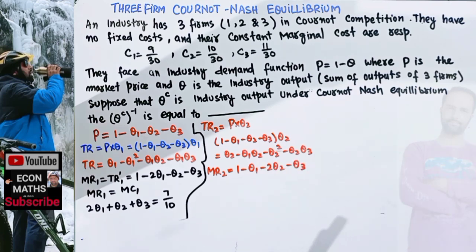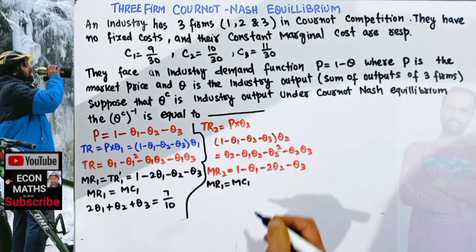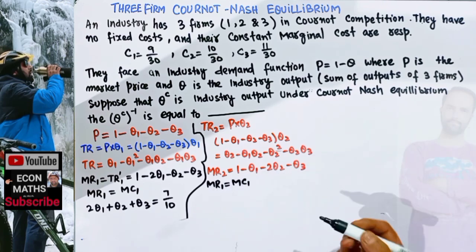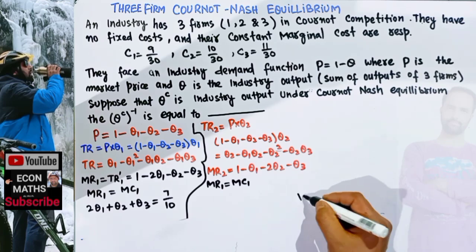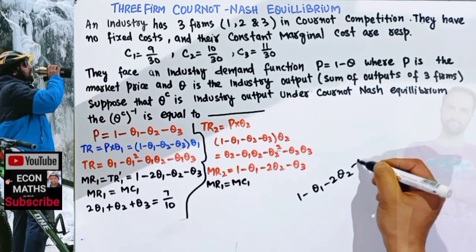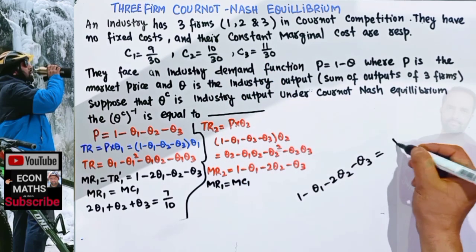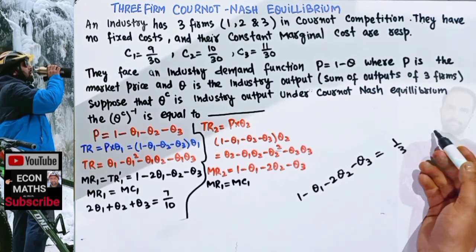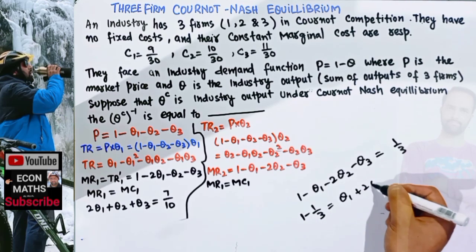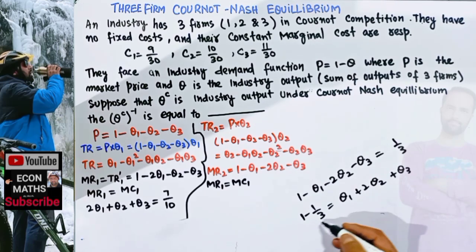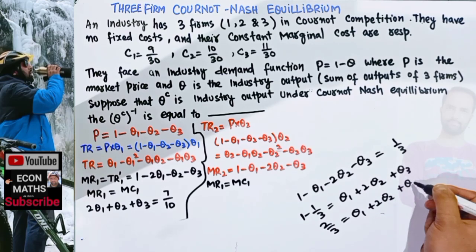Okay, again we equate it with the marginal cost. That means marginal revenue of firm 1 should be equal to the marginal cost of firm 1. Marginal revenue is this function. So let's rewrite it here. We have 1 minus Q1 minus 2 Q2 minus Q3. We equate it with its marginal cost. 10 upon 30, we can write it as 1 upon 3. Transposing these terms, they will become positive. Transposing this term, it will get subtracted from this 1. So this comes out to be 2 upon 3 will be equal to Q1 plus twice Q2 plus Q3.